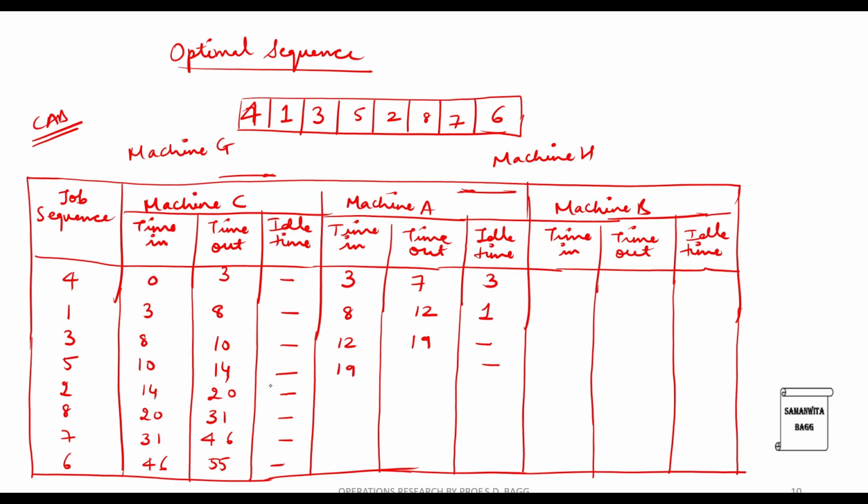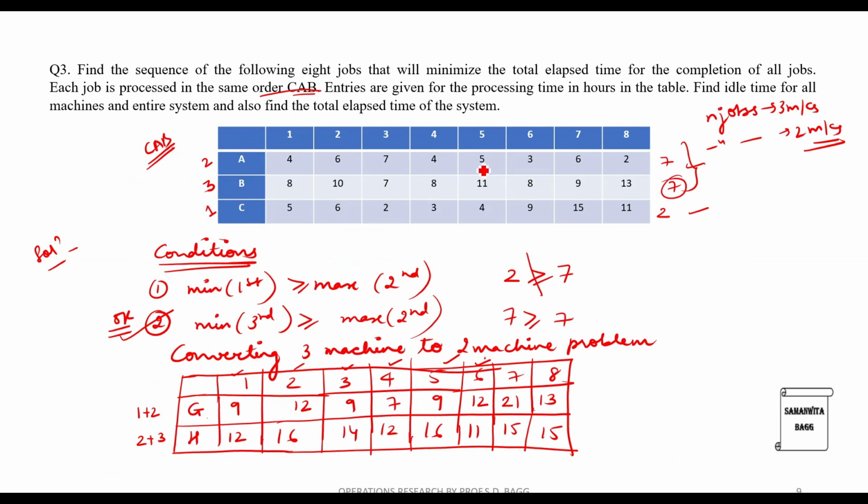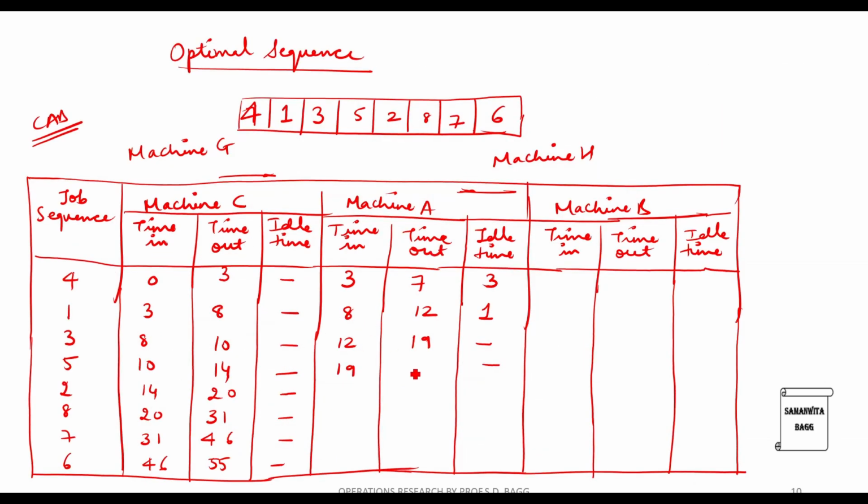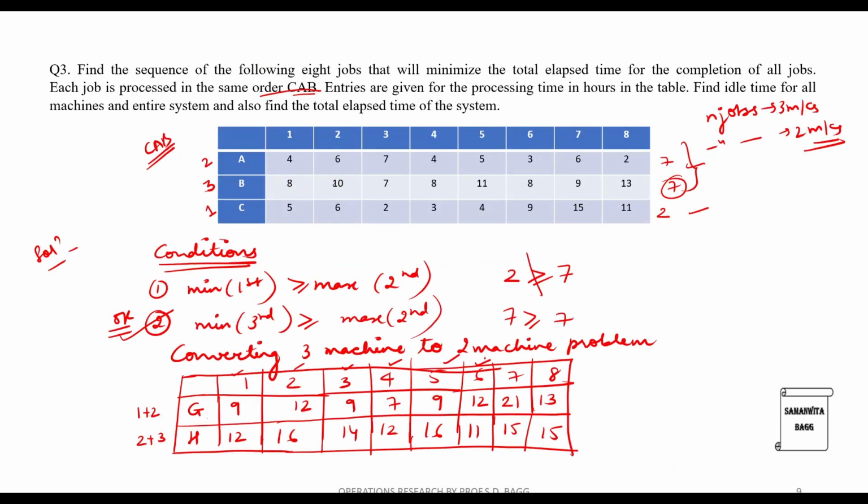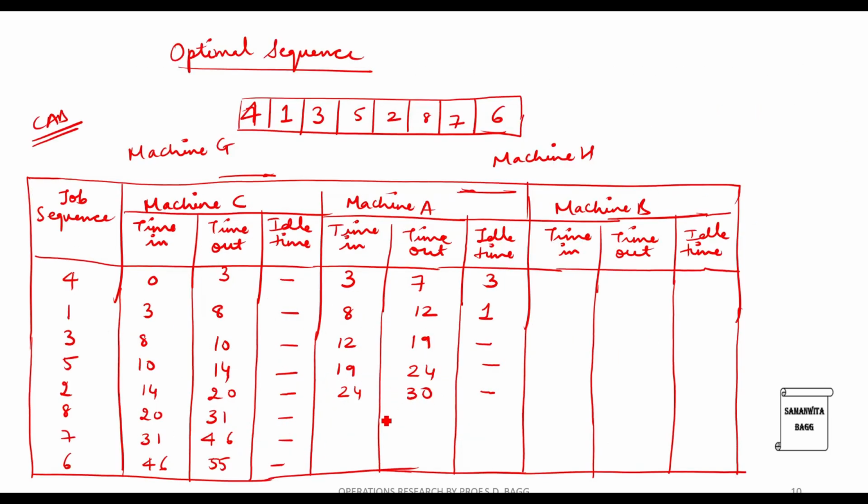No idle time. The fifth one in A is 5. So this becomes 24. This is 20. It will start at 24. No idle time. 2 at A is 6. So this becomes 30. This is 30, 31. So this machine has to wait for an hour.